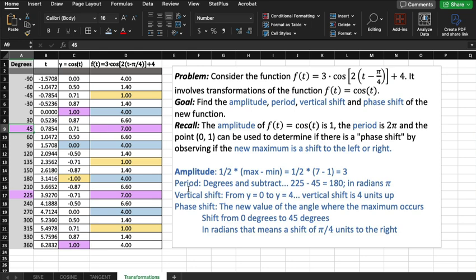So just to recap, the amplitude is equal to 3. The period is pi. The entire graph was shifted 4 units up for the vertical shift. And then the phase shift is a shift of pi over 4 units to the right.